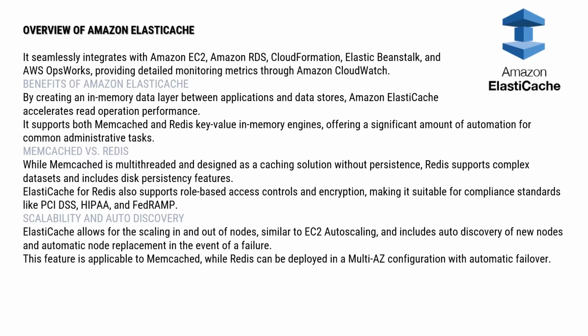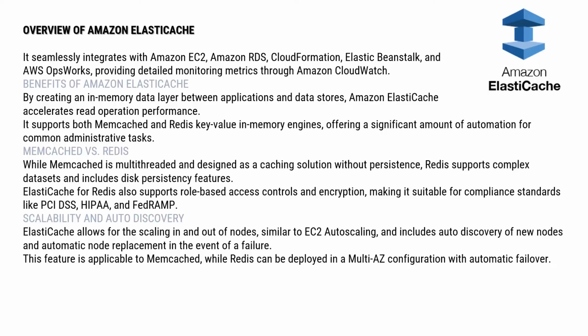Now let's discover the power of Amazon ElastiCache, a web service designed to simplify the development and operation of an in-memory cache. It seamlessly integrates with Amazon EC2, Amazon RDS, CloudFormation, Elastic Beanstalk, and AWS OpsWorks, providing detailed monitoring metrics through Amazon CloudWatch. By creating an in-memory data layer between applications and data stores, Amazon ElastiCache accelerates read operation performance.